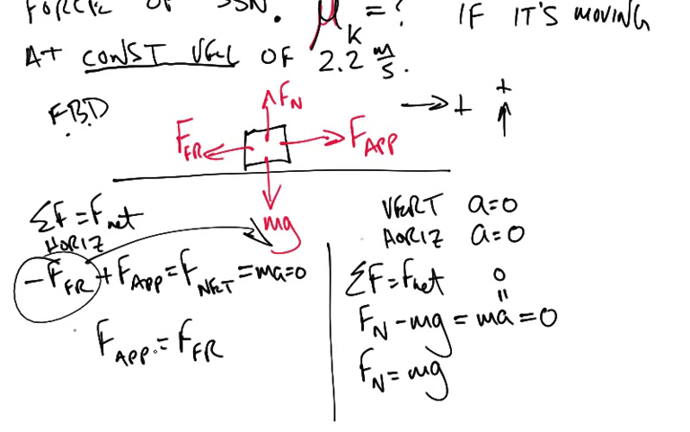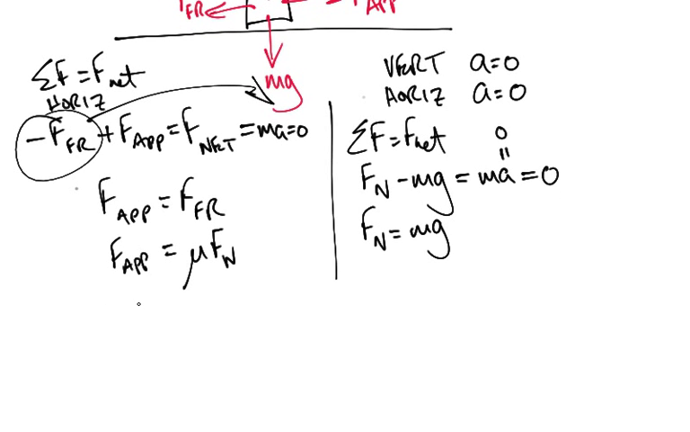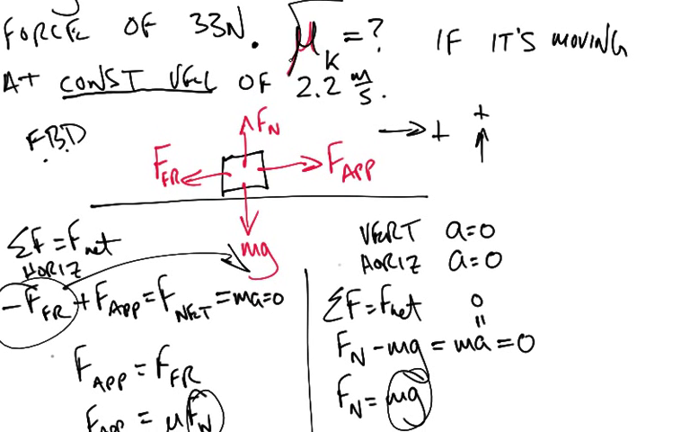And now we can say to ourselves, well, what is the force of friction? That's equal to mu Fn. And so this is still applied force. What we're going to do is replace Fn with mg. And so we'll have applied force equals mu mg. And then, what are we looking for? Well, the question is asking, what is mu k?